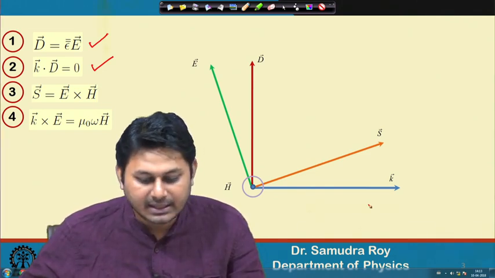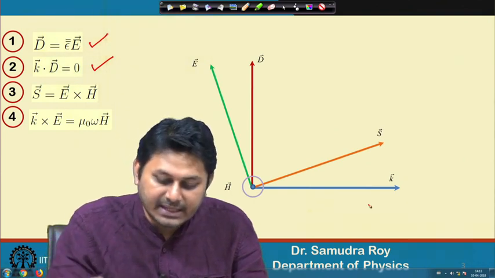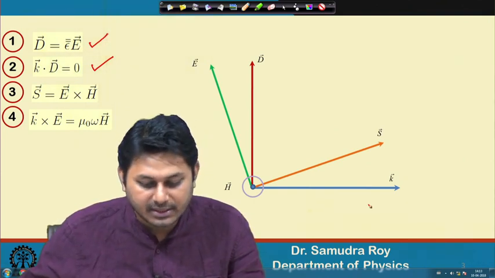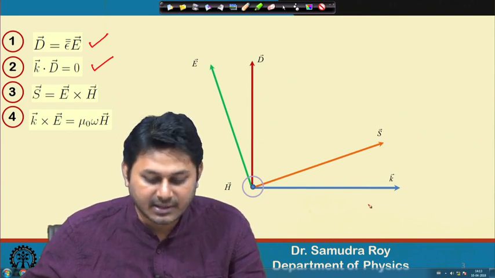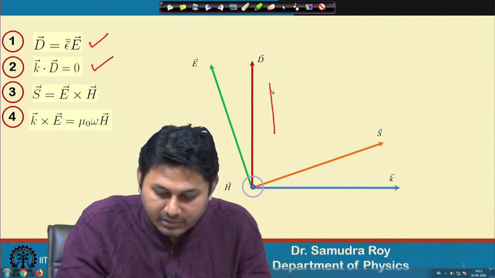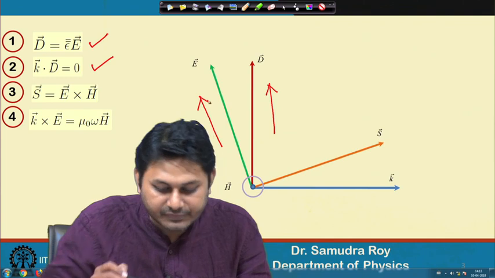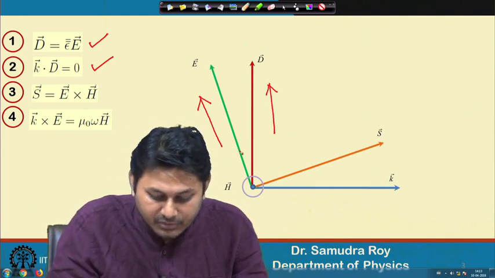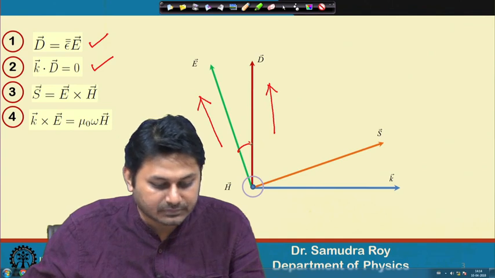D and E are not parallel to each other, that means D and E are not collinear, so they have different directions. In the figure we find D in one direction and E in another direction, so there is an angle between D and E. We will come to this point in the later part.